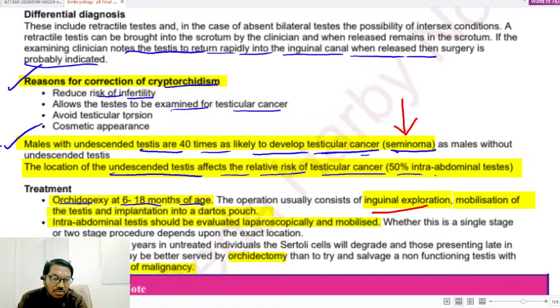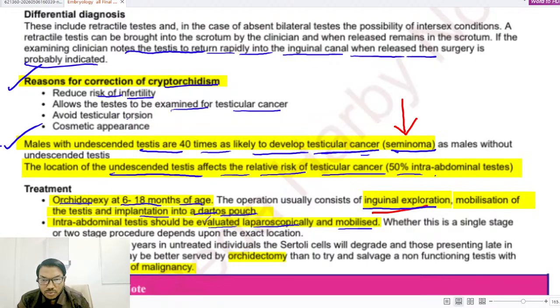Operation will be inguinal exploration. Surgeon will find out where the testis is located, then mobilize the testis and implant it in dartos pouch. Intra-abdominal testis should be evaluated laparoscopically and mobilized.